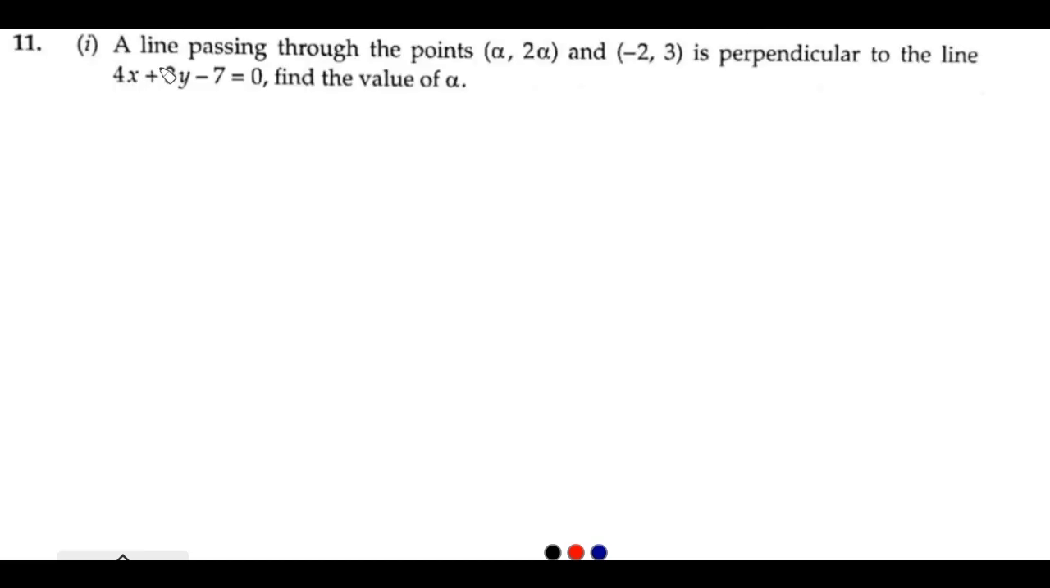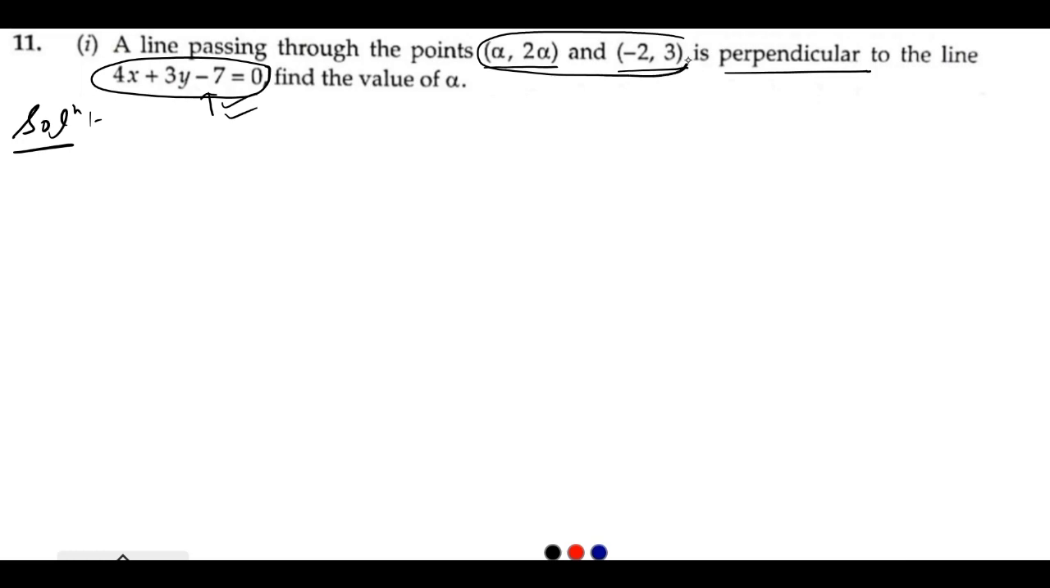Number 11, a line passing through the points alpha comma 2 alpha and minus 2 comma 3. Two points on the line are given, and it is perpendicular to this line. Find the value of alpha. The required line is perpendicular to this line. It means with the help of the slope of this line, we can find the slope of the required line, and we can also find the slope of the required line by these 2 points, y2 minus y1 upon x2 minus x1. Then equate both slopes, you will get the value of alpha.